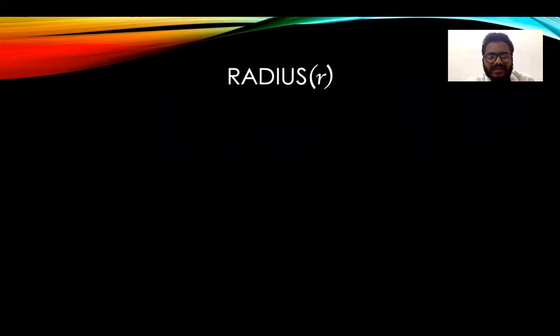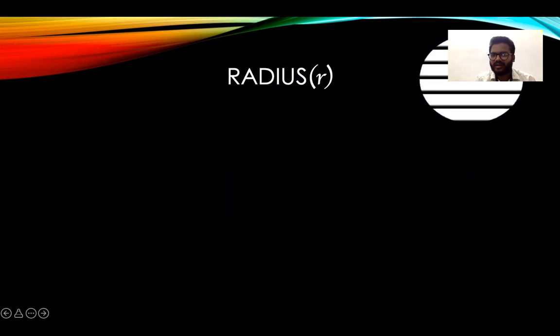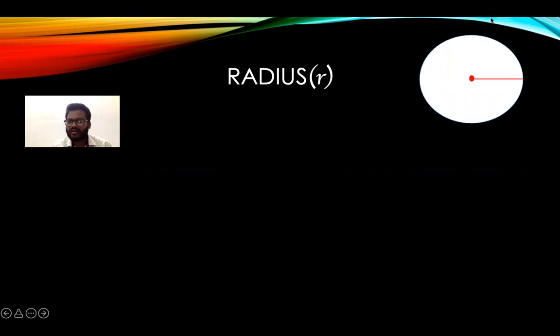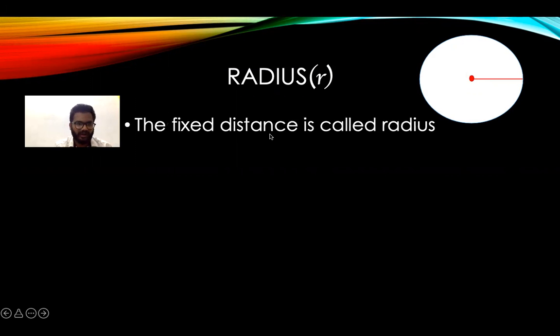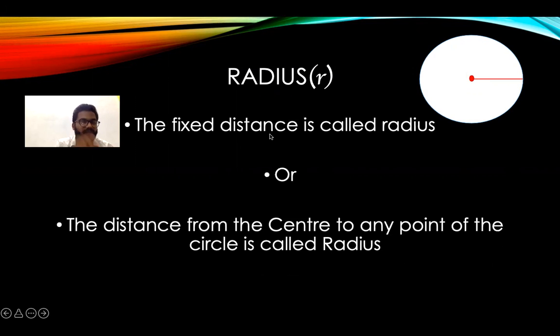And going to the next concept, what is the radius of a circle? If you see this diagram, that is a fixed point, and if I draw a line like that, I'm finding the distance from the point to the center. So this fixed distance we call the radius, or the distance from the center to any point of the circle we call a radius.